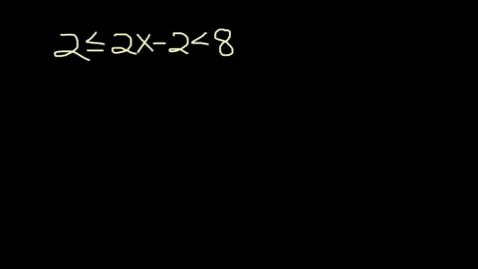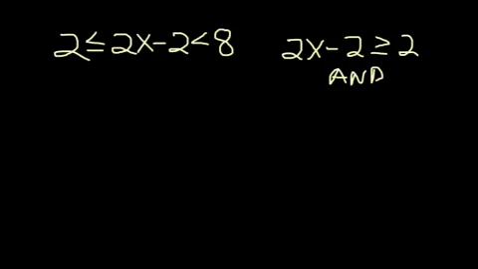This is actually a compound inequality involving "and", even though the word "and" is not there. We could have written this as 2x minus 2 is greater than or equal to 2 and 2x minus 2 is less than 8. In which case we would have to find x's that would make both statements true, because the word "and" means we can't complete what we're doing without both things happening.